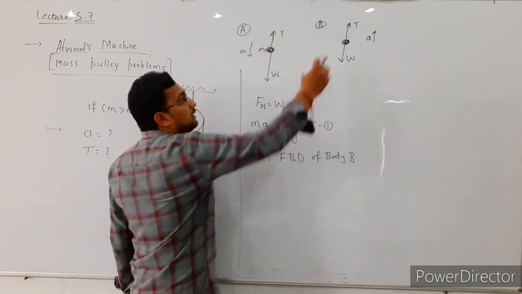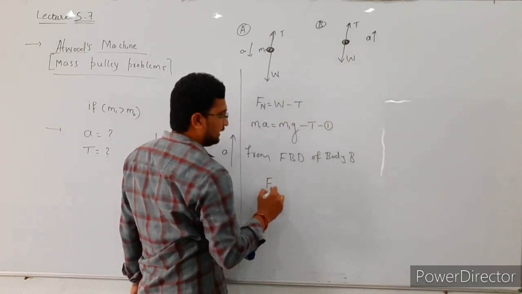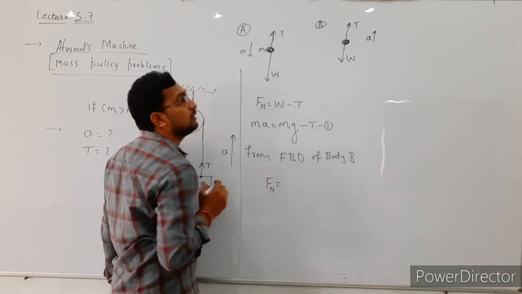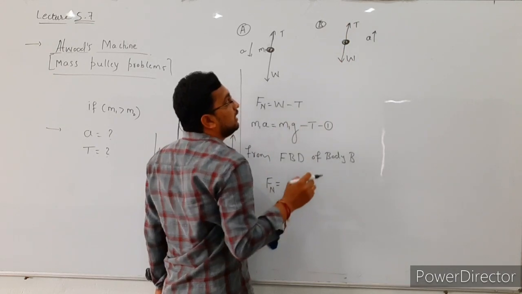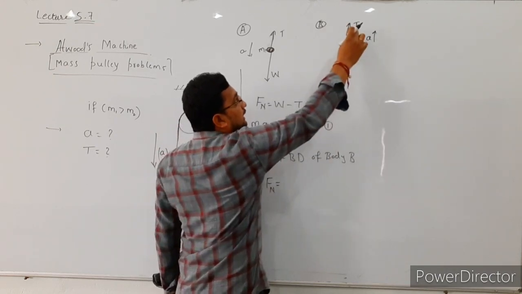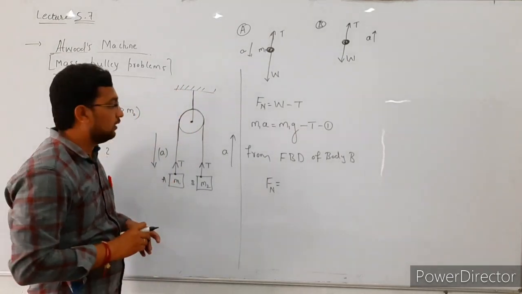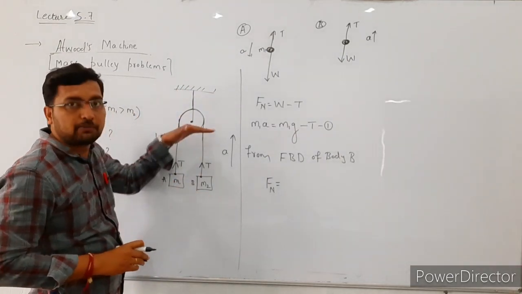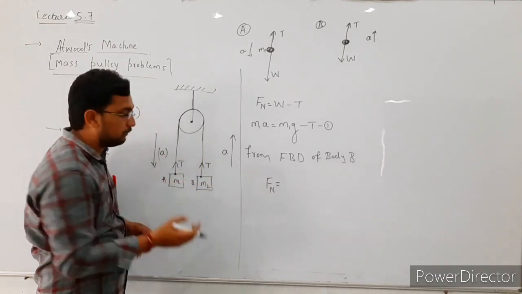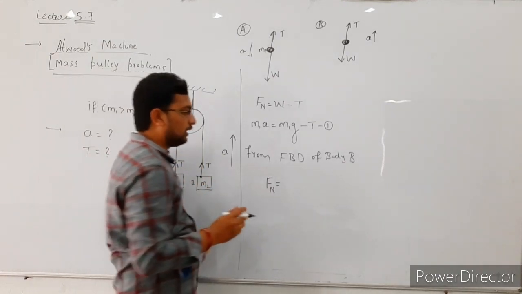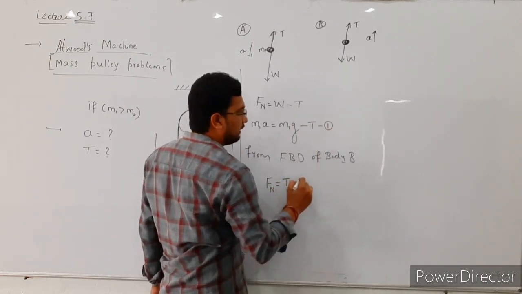In this case, the net force acting on this system: this body is moving in the upward direction. So here the tension is more compared to the weight of the body. Since this body is moving upward, the tension inside the string is more compared to the weight of this body. Then the net force acting on this body is tension minus weight.